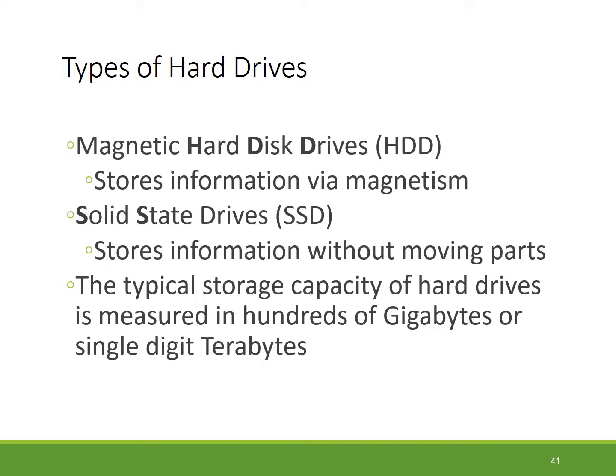Looking at different types of hard drives, the two main types are magnetic hard drives, which are the traditional ones that are in the vast majority of PCs and laptops at the moment, and the new solid state hard drives. Now, the magnetic hard drives are literally disks that spin around at very high speeds, and they use magnetism to store their information, whereas solid state hard drives have no moving parts, and so it is thought that in the future they will prove to be much more reliable. The typical storage capacity of hard drives is measured in gigabytes or terabytes, or single digit terabytes at this point.